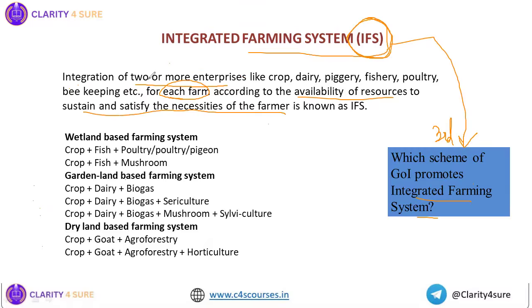So here what we do is mix up two or more enterprises, like crop, dairy, piggery, fishery, etc., in one single farm, depending upon the availability of the resources to sustain and satisfy the necessities of the farmer. Right. So these are the different types of integrated farming system: wetland based farming system, garden land based farming system, dry land based farming system. Okay. So you can see the examples.